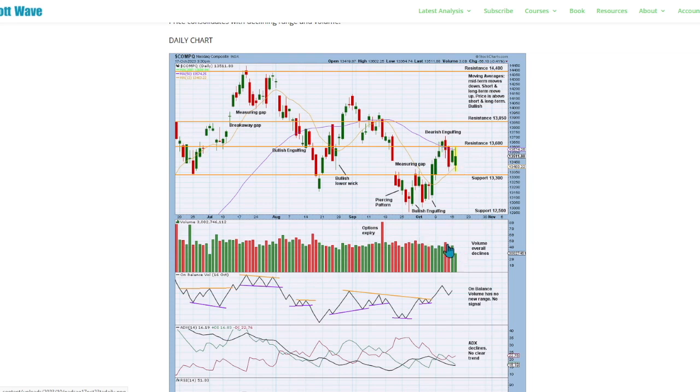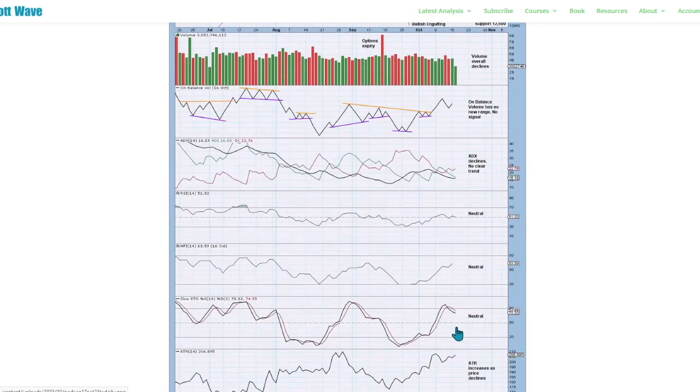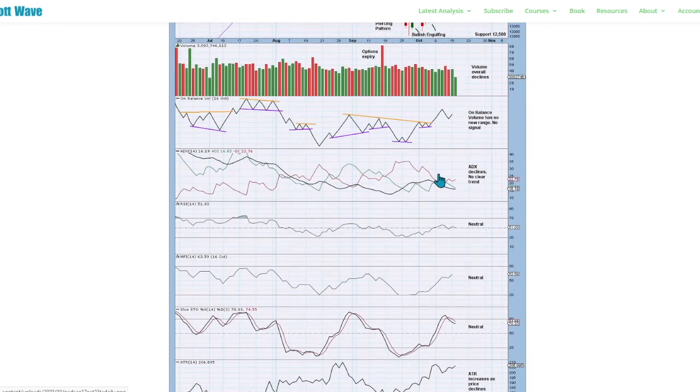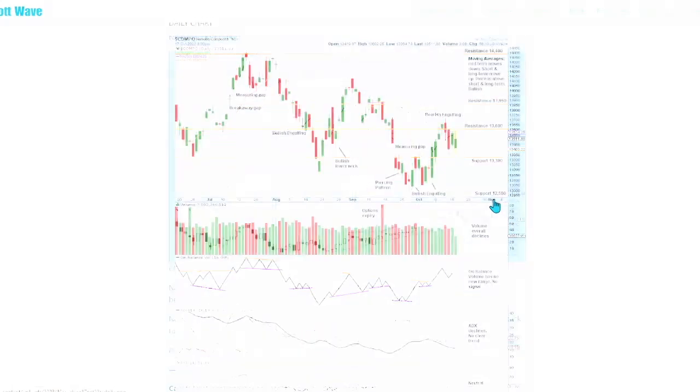Volume overall declining. On-balance volume has no new range and gives no signal. ADX is declining with no clear trend. RSI and money flow both neutral, and stochastics neutral, having just returned from overbought. As ADX does not indicate a clear trend and stochastics has just returned from overbought, the model of stochastics and support and resistance expects a downward swing towards support around 12500 may occur soon.